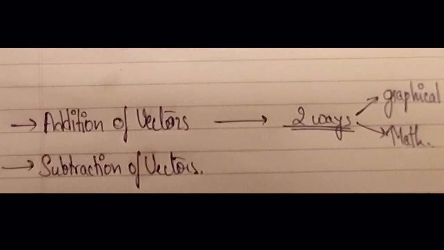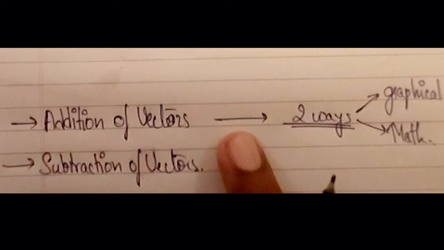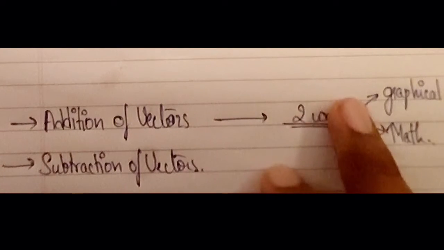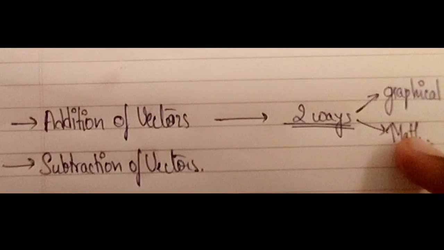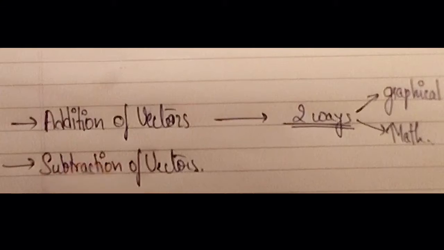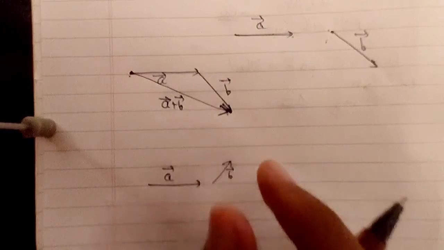Everyone, we'll be continuing our series about vectors. The topics we're going to deal with today are addition of vectors and subtraction of vectors. There are two ways of dealing with addition of vectors, which are graphical and mathematical. To add vectors, say you have vector A and vector B.